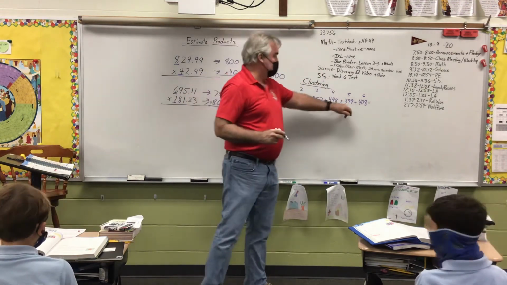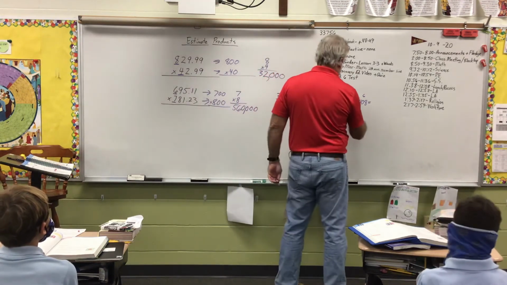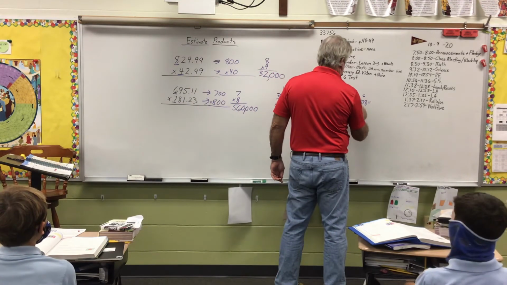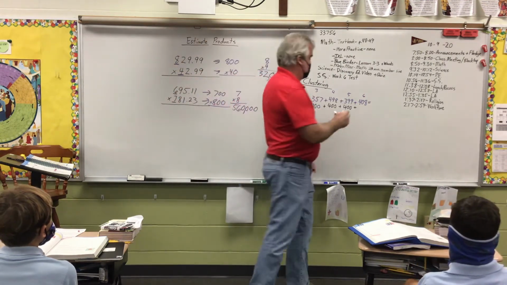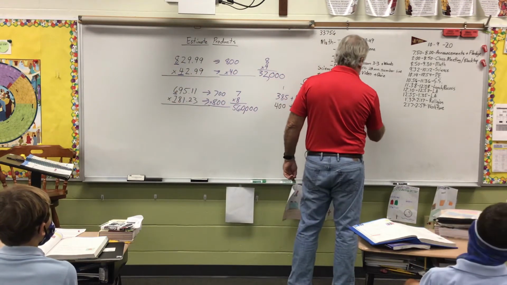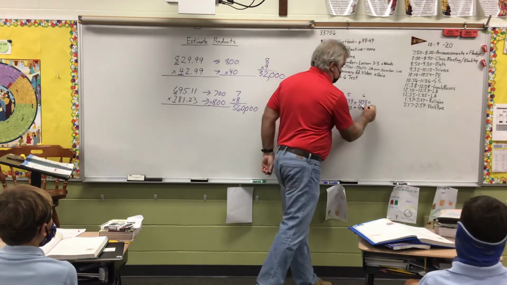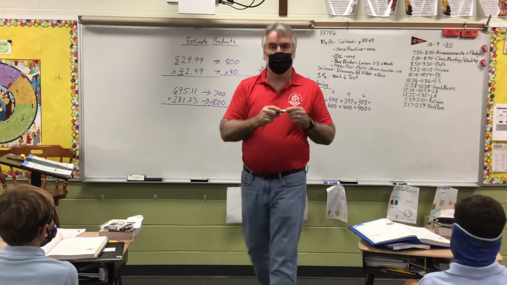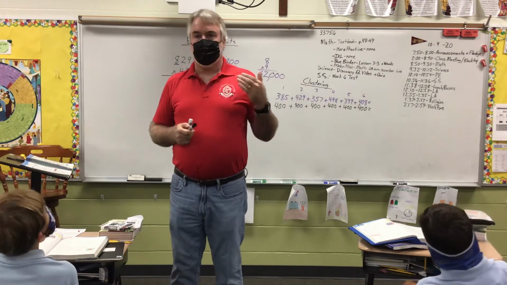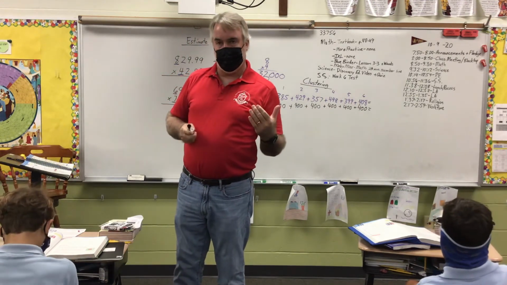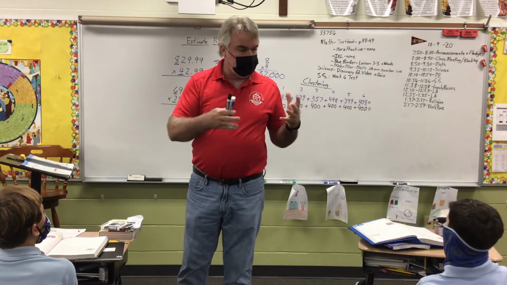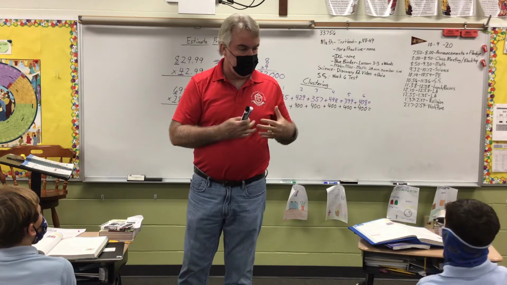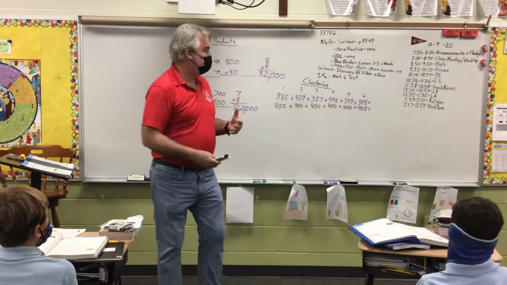Luke, what does this one round to? 400. If they said 300. And Luke, what does this one round to? 400. Now, 400. If you notice, in clustering, they're all rounding to the same number. They all round to 400.